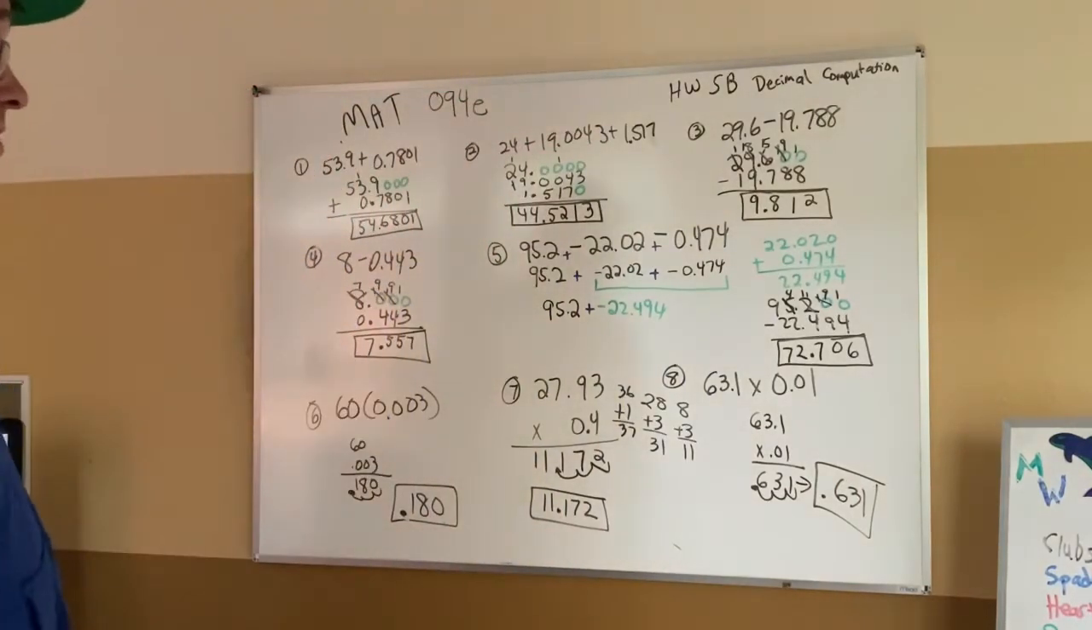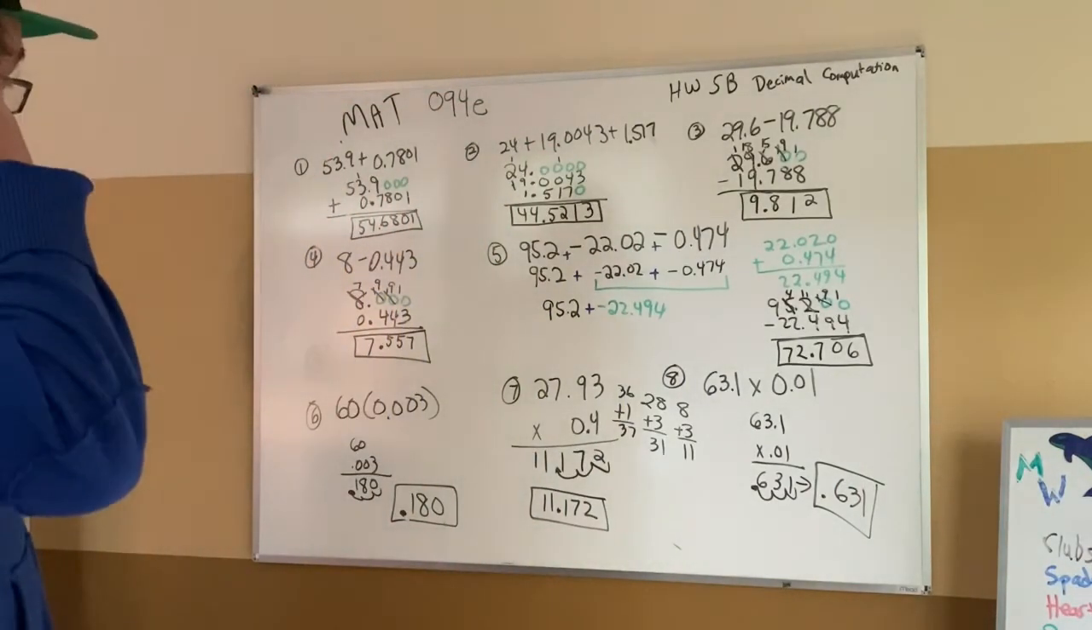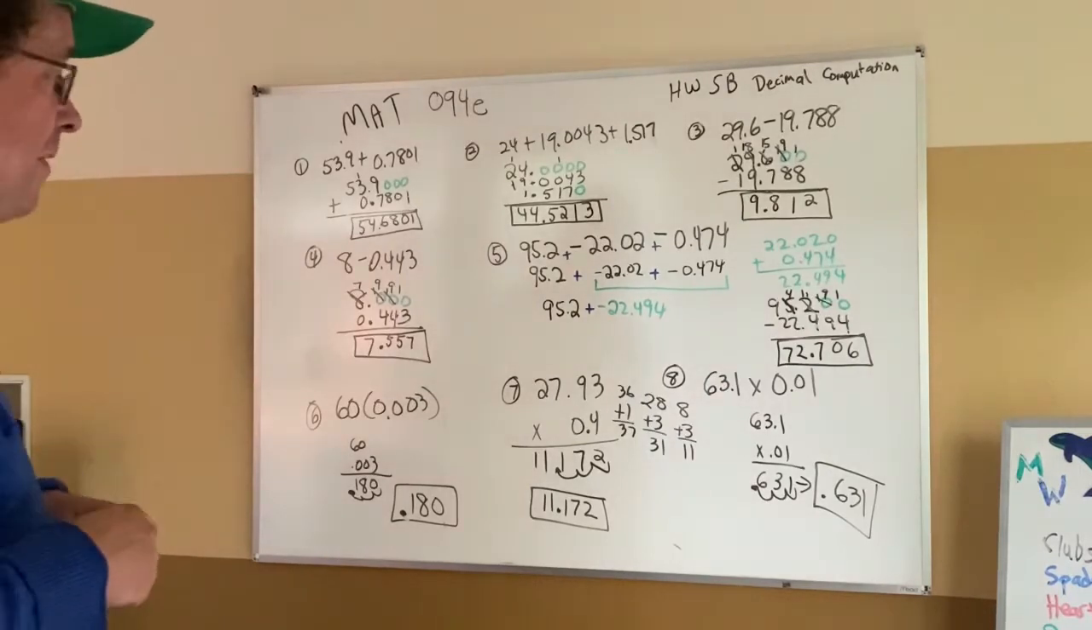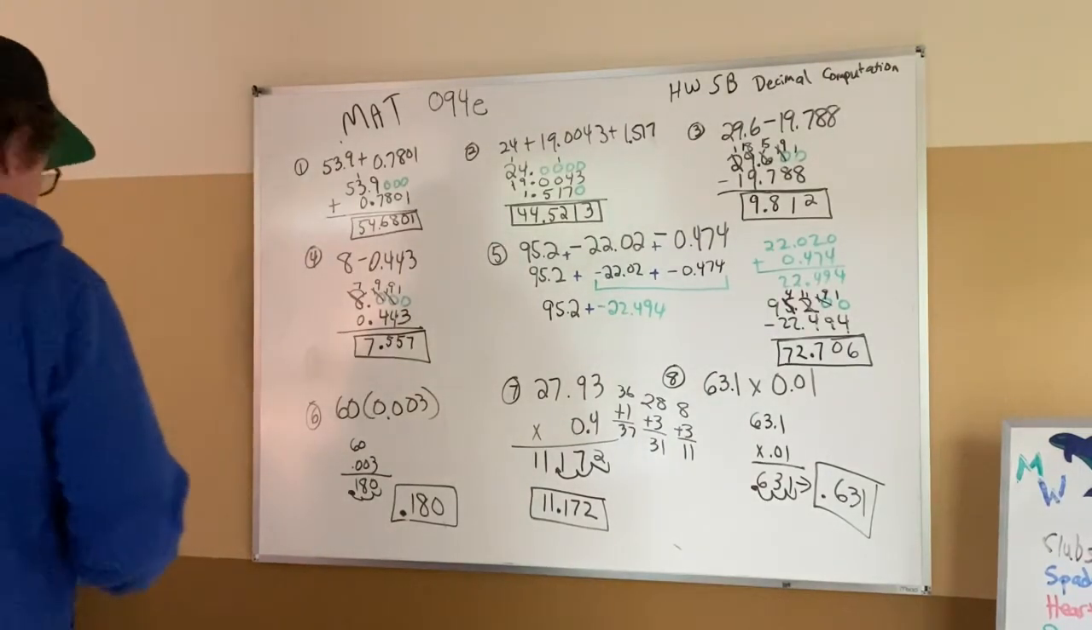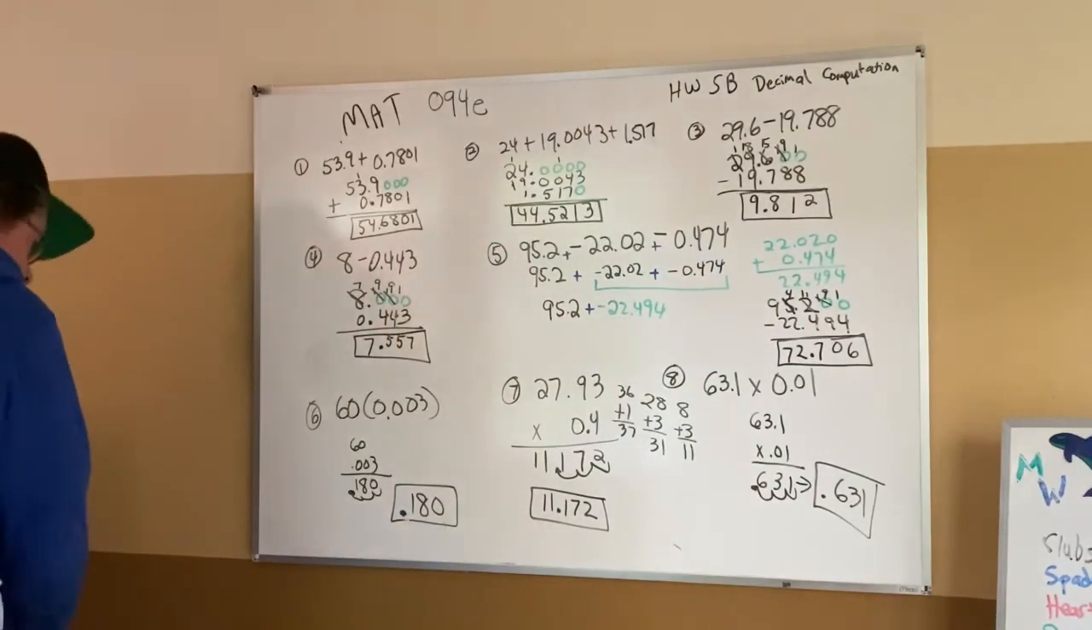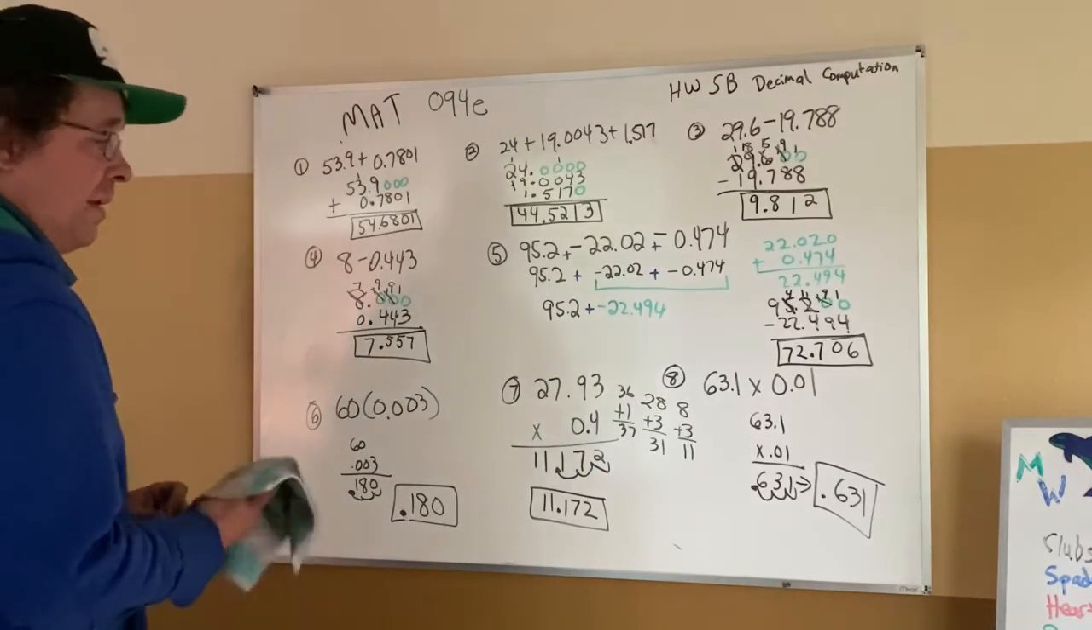6, 3, and 1 stayed as digits, but they were made much smaller when I divided them by 100, which is the effect of multiplying by 0.01. So we'll erase and we'll come back up here to problem number 9 in a minute.